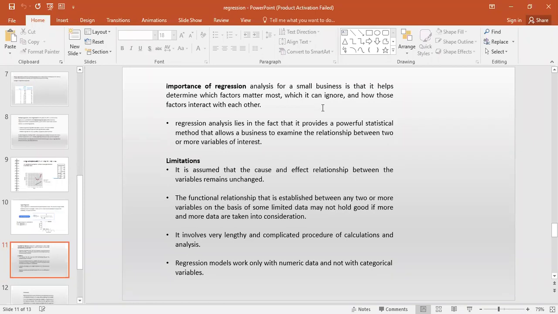And regression analysis lies in the fact that these are powerful statistical models. As we use statistics, like mean and r square values, we can get accurate results. And for every model, there are advantages as well as limitations.